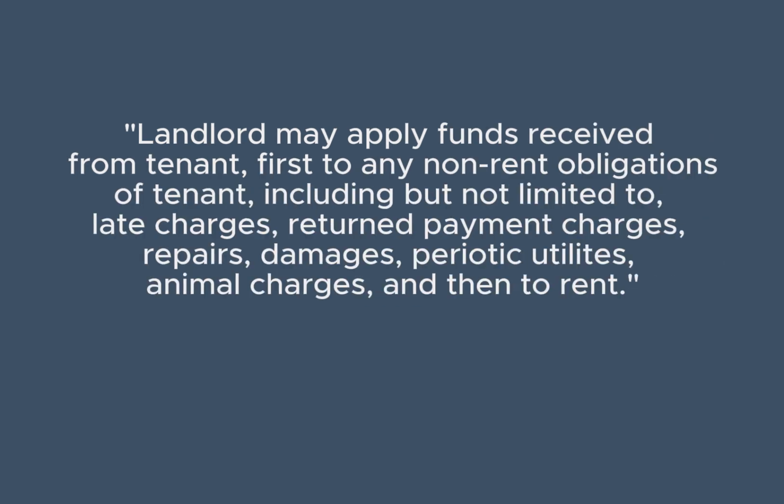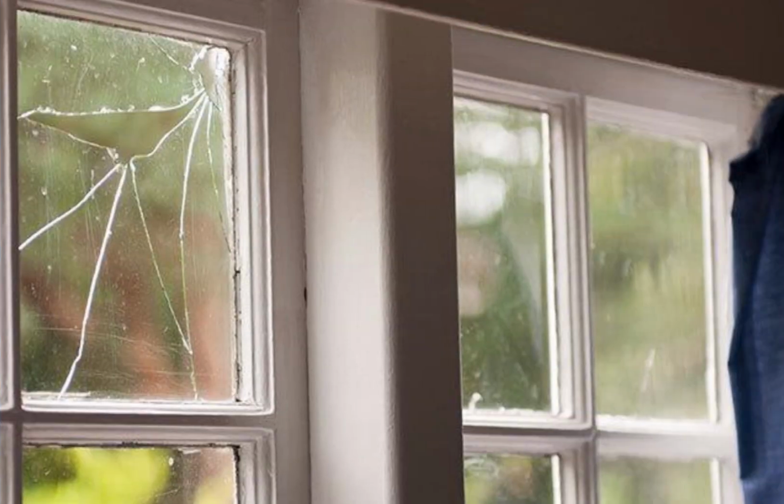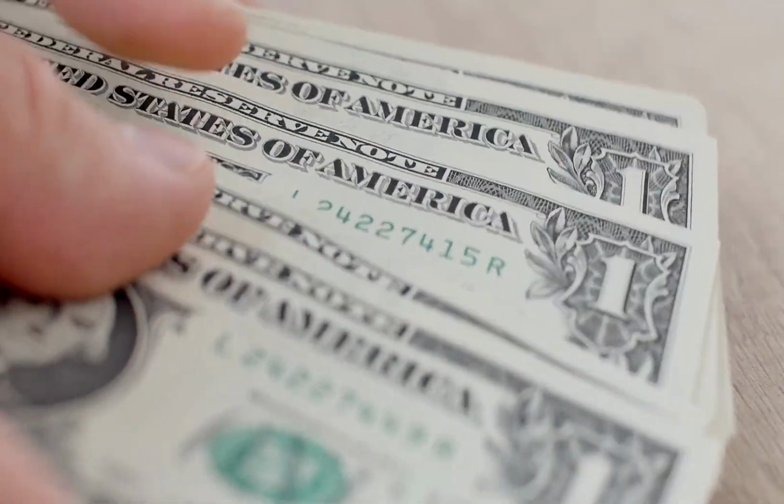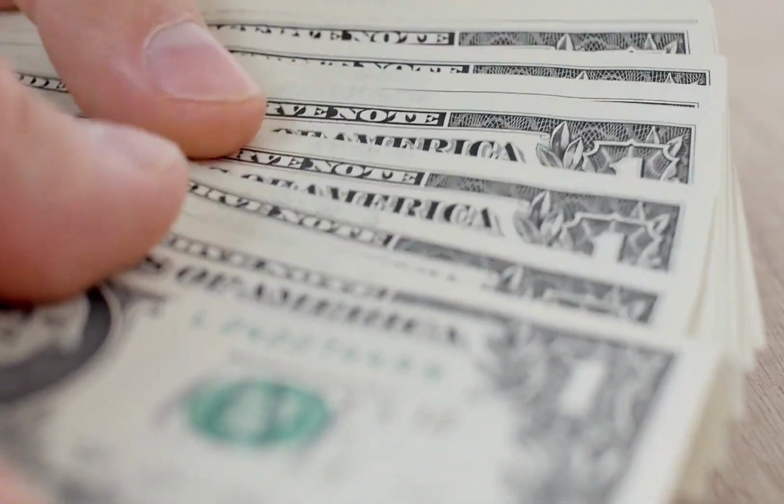It simply states landlord may apply funds received from tenant first to any non-rent obligation of tenant, including but not limited to late charges, returned payment charges, repairs, damage caused by pets, periodic utilities, animal charges, and then to rent. Essentially, this means that if your tenant breaks something or incurs a lease violation or default and refuses to reimburse you, you may collect this amount from a rent payment and apply it towards said monetary infraction.